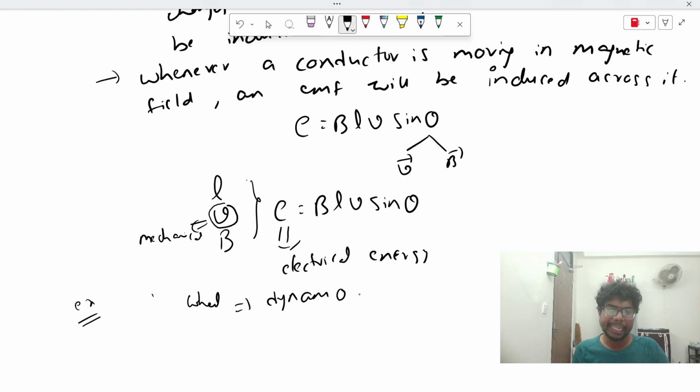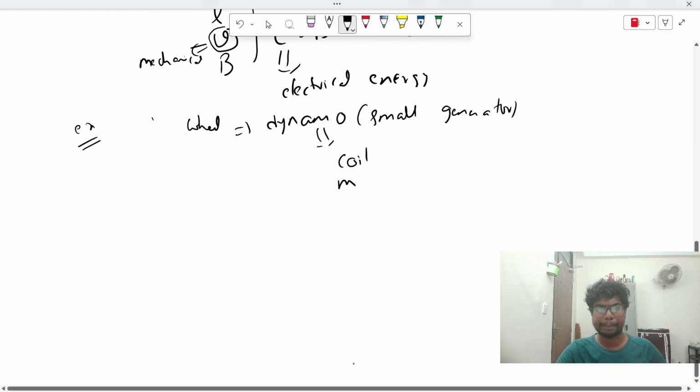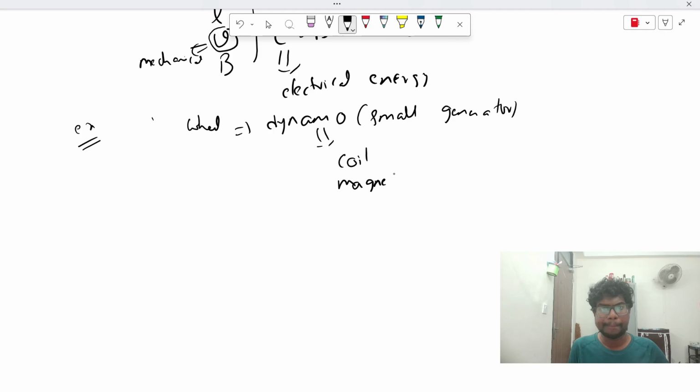Dynamo. Dynamo is nothing but a small generator. What consists of inside a dynamo? One coil and one magnetic field. Magnetic field is nothing but a magnet will be there.